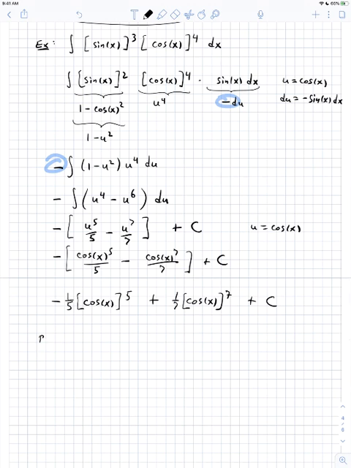So remark, if the powers on both sine x and cosine x are odd, then you can use either substitution, and it's fine.